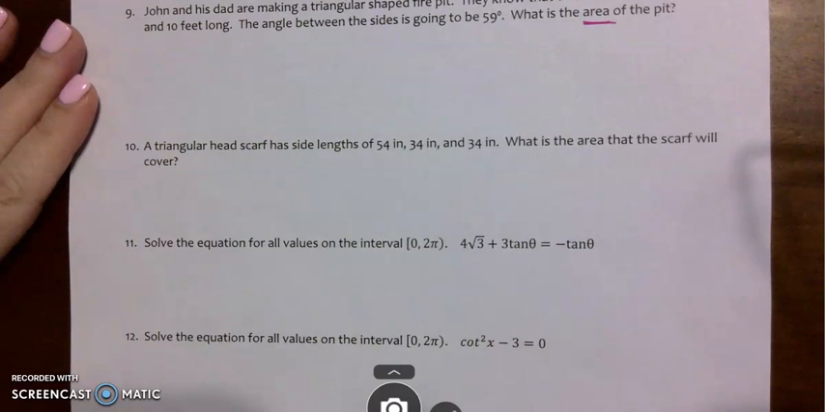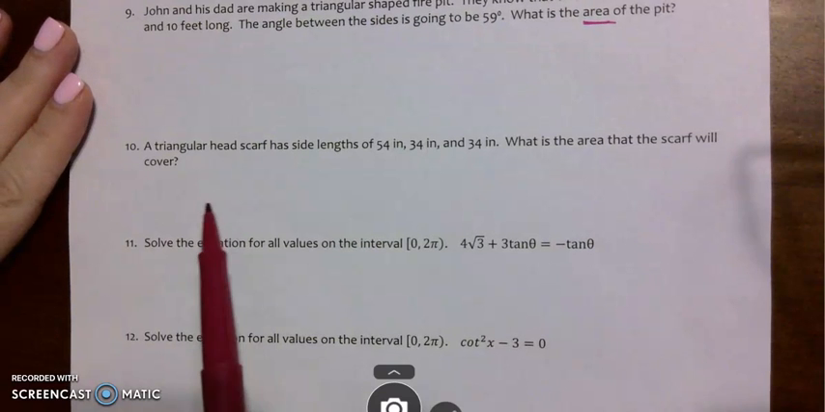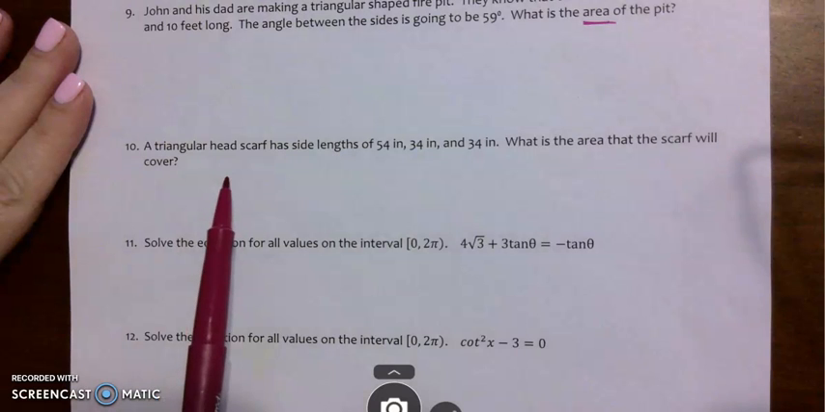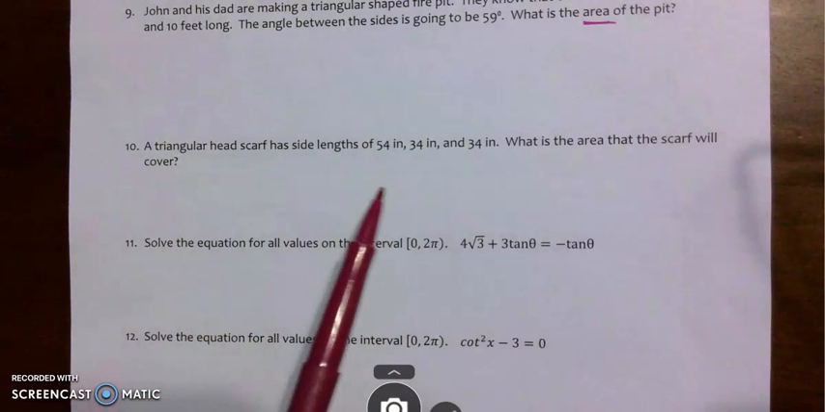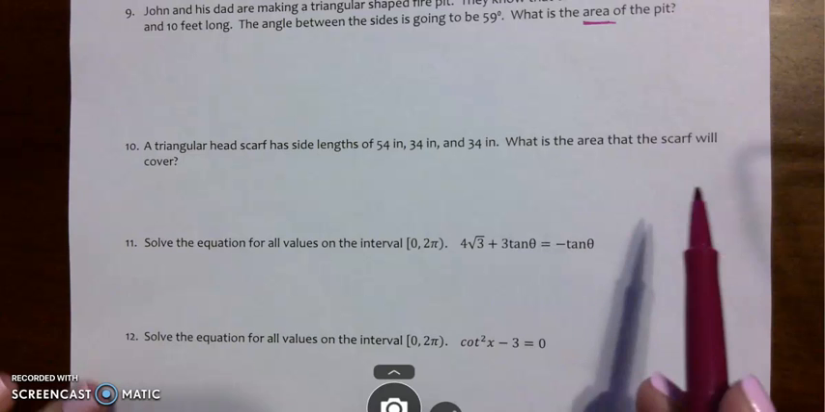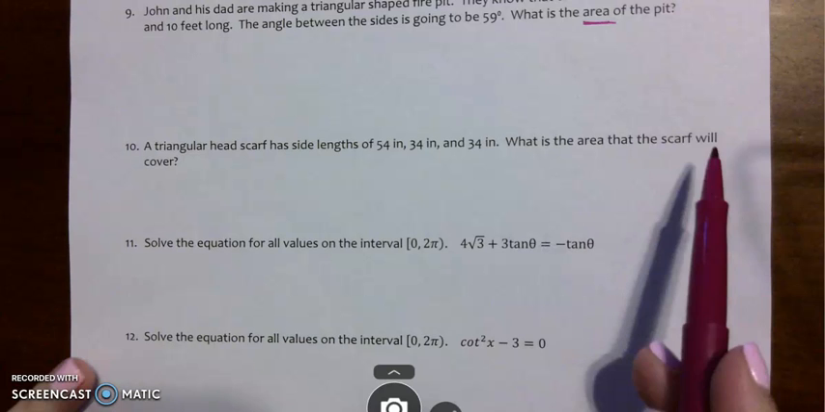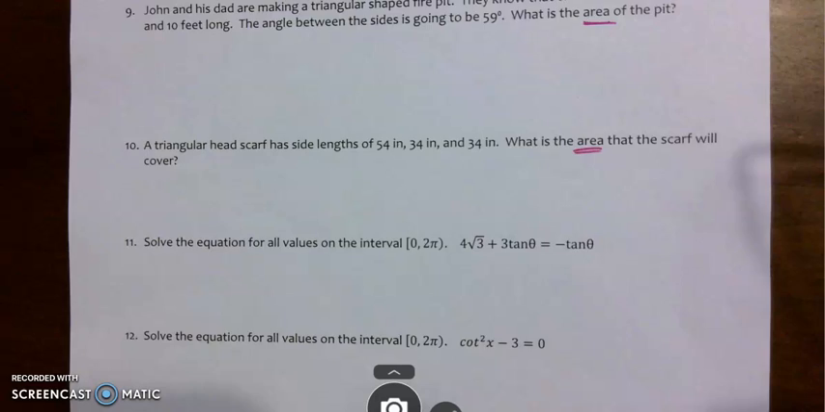Okay, guys, so here's number 10. A triangular headscarf has sides of 54, 34, and 34. What is the area of the scarf? We'll cover, again, the word area. So, you all know what I want to say.